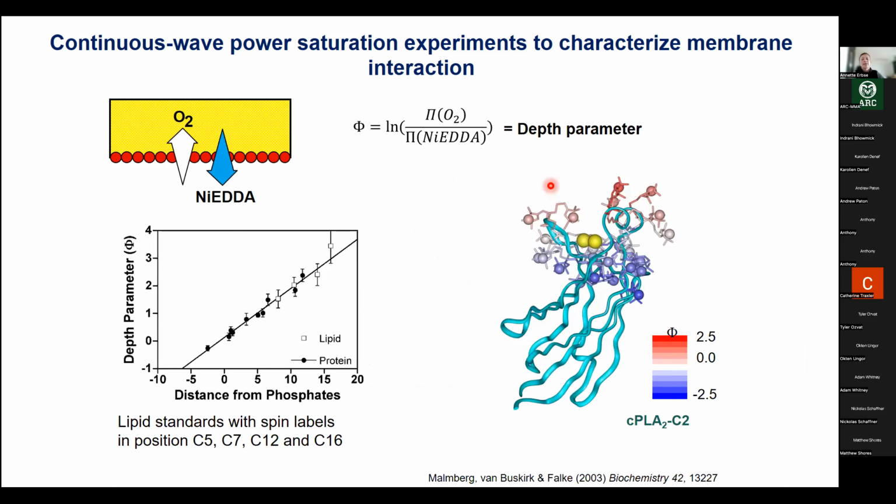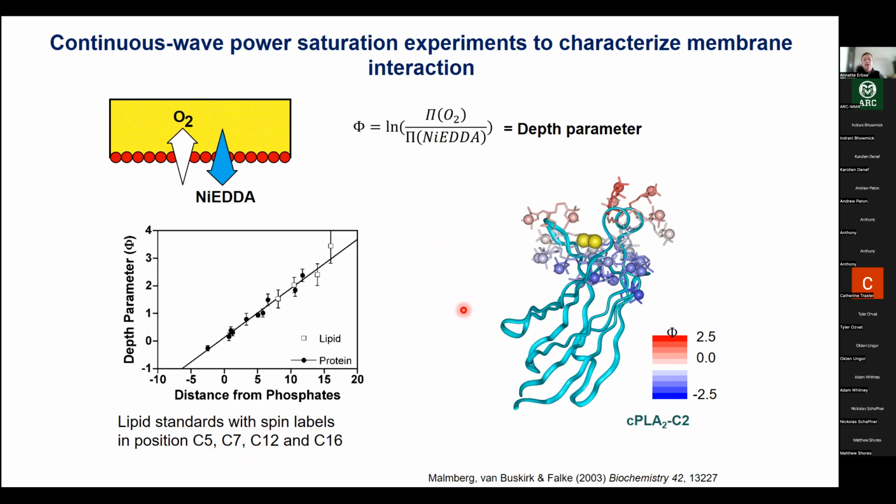You can take this a step further, and this is something one of the groups actually here in biochemistry is a pioneer in the method. If you do both accessibility parameters, oxygen and nickel, you can compute a depth parameter, which you can calibrate using lipids that have spin labels in fixed positions so that you know how deep they're in the membrane.